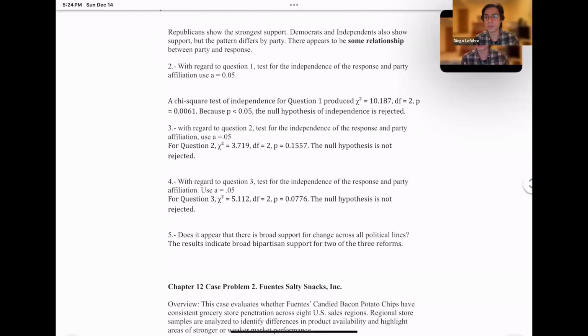We continued testing with chi-squares and testing a hypothesis, and the results indicate that it brought bipartisan support for 2 or 3 reforms. Therefore, there is a significant change in how people answer depending on their political views or affiliations. So with chi-square testing, we found that there is a correlation between the answers and the party that they feel resonates with them.